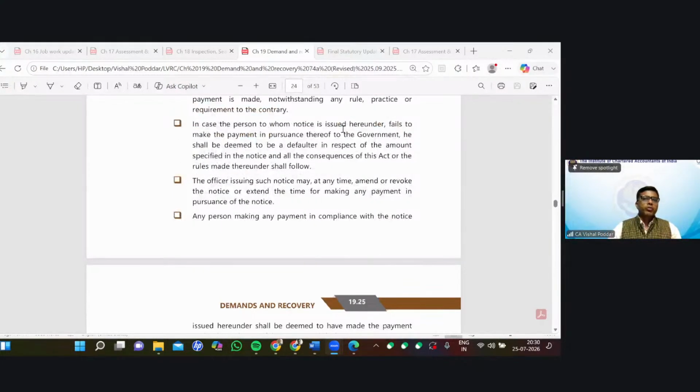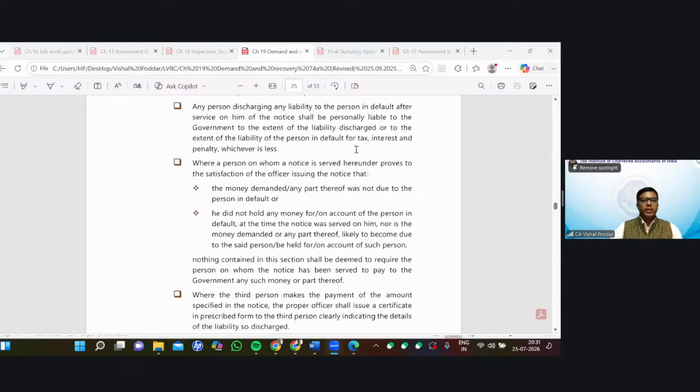In case the person to whom the notice is issued fails to make the payment in pursuance thereof to the government, he shall be deemed to be a defaulter, and now the government can recover from that person personally.